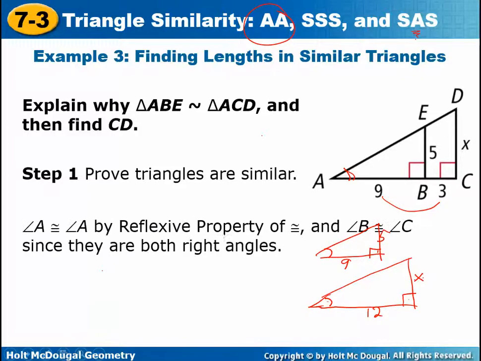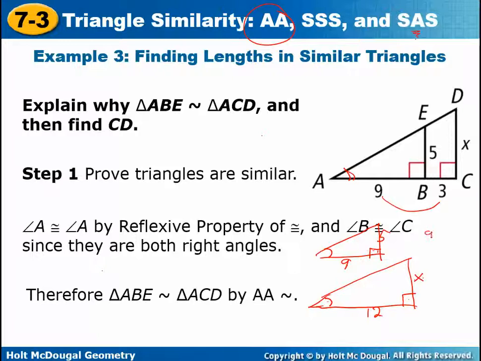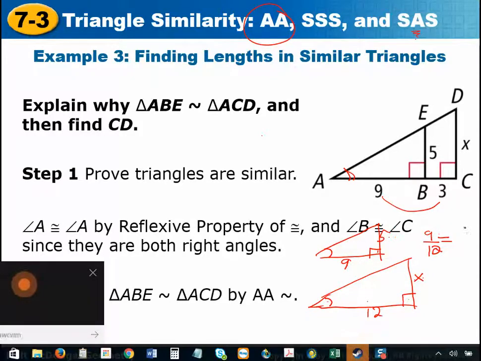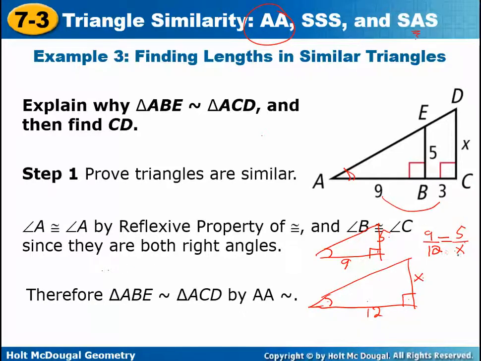Once you know that they are similar, then you can set up a proportion to solve for the missing side. I'm going to do it on this page. So I would do the leg on the bottom over the leg of the other one. This is one way to set your proportion up. And that would be equal to the height over the height, 5 over x. And then we would solve that proportion. Product of the extremes equals the product of the means. And 9x equals 60. And we would find x.